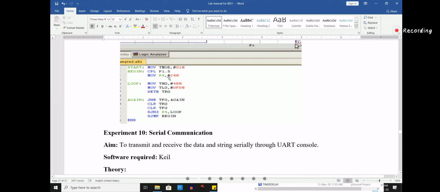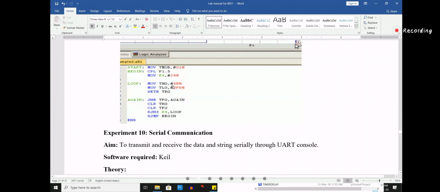What will the program be? This is a different, tougher topic. MOV R4, #64H. Why? Because I want the loop to run for 100 times. So R4 is acting like a counter here. It is the hexadecimal number of 100. Then I'll start with the loop. Which loop to run? This loop.